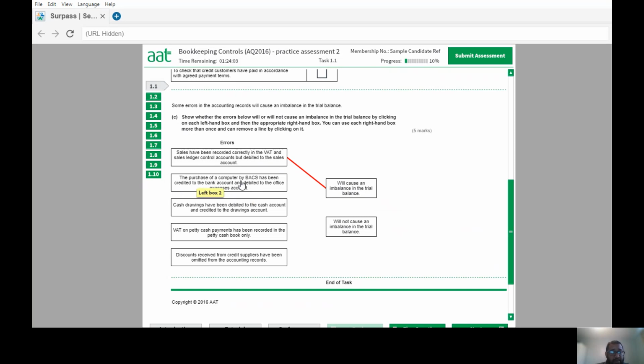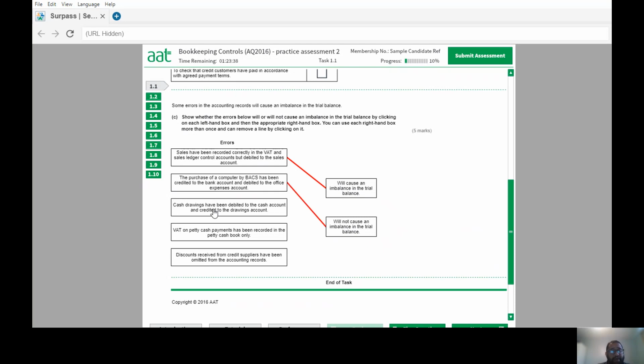Purchase of the computer by BACS has been credited to the bank account and debited to the office expenses account. So this is a classic example of an error of principle, because instead of debiting an asset account, we are debiting an expense account. So this one will have a debit and also have a matching credit. Therefore, this will not cause an imbalance of your trial balance.